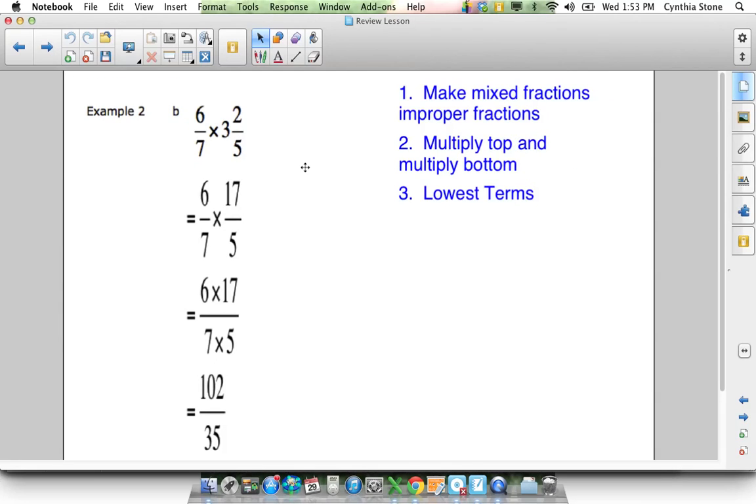Okay, so here's our mixed fraction. So we're going to have to kill that mixed fraction. So 3 times 5 is 15, plus 2 is 17. Excuse me. Now I have a 6 and 17 and 7 and 5. Multiply the top, multiply the bottom. Again, I thought long and hard about it, and I don't think that there is a lowest terms. I think that's it.